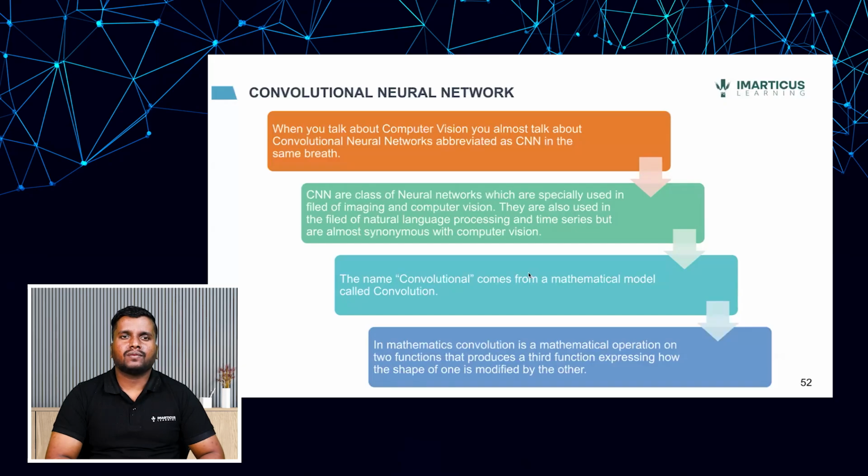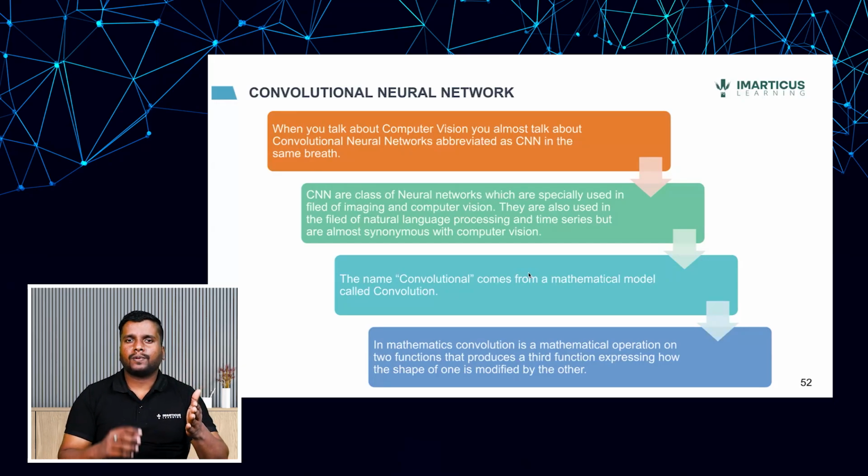Now, the name convolutional comes from the mathematical operation called convolution. Convolution is an operation on two functions that produces a third function expressing how the shape of one is modified by the other. So basically, it is all about data. On top of it, we apply a convolution operation. It keeps on convolving around that particular model. This function is applied over another function, and that is why it gives rise to a third function.